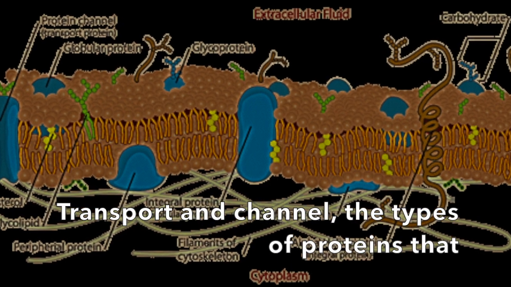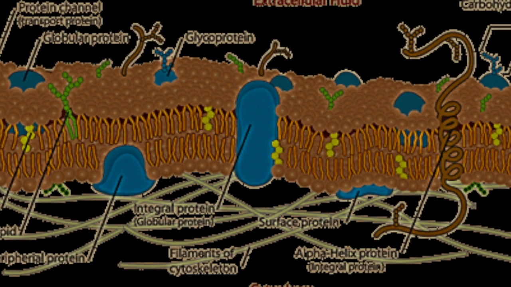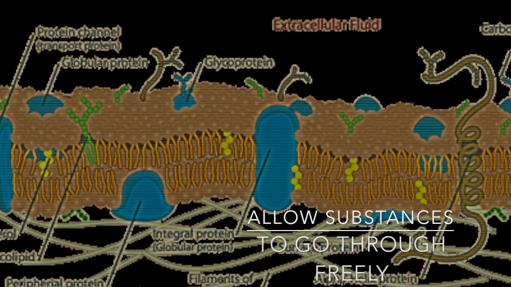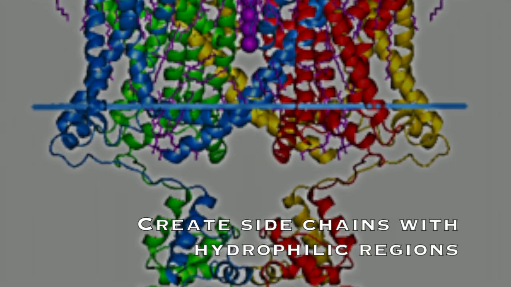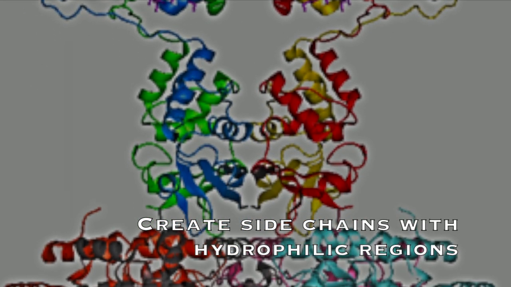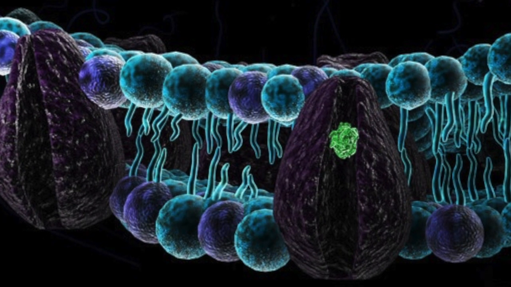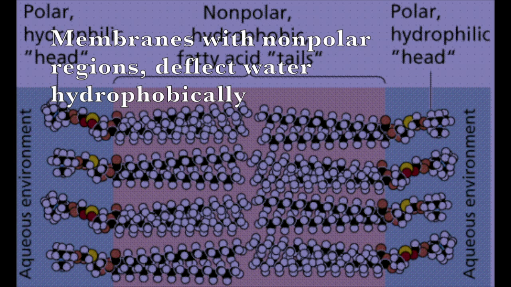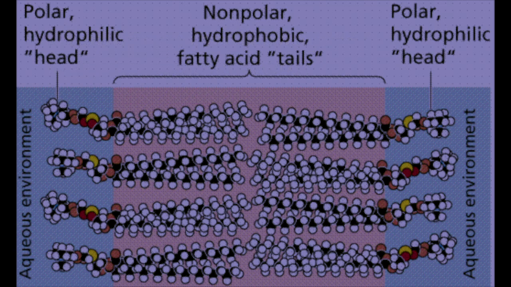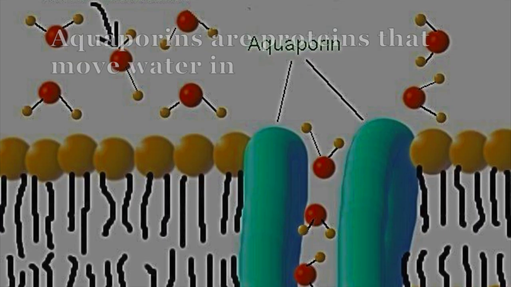Transport and channel proteins are the types of proteins that allow substances to go through freely. They create side chains with hydrophilic regions and send polar molecules through selectively. Membranes have non-polar regions that deflect water hydrophobically, with hydrophilic heads on the exterior and hydrophobic tails in the interior.